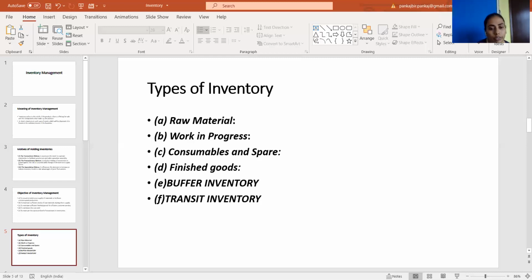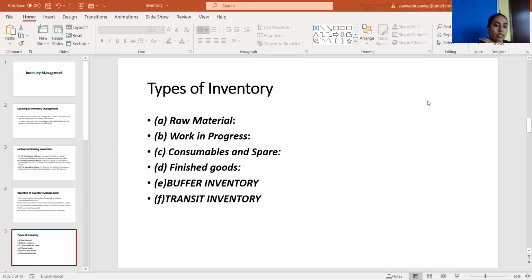Next kind of inventory is known as buffer inventory. So it is a kind of anticipatory inventory which an organization holds. So if the inventory is held in stock to meet any uncertainty related to demand and supply of goods in the market, it is called buffer inventory.